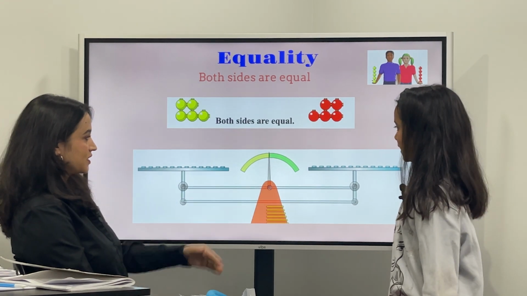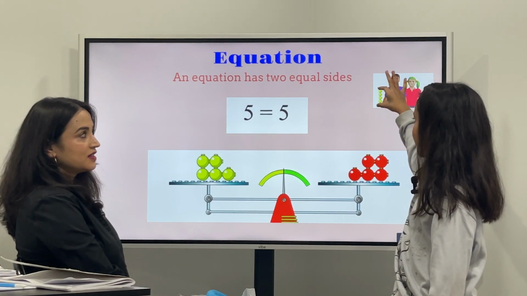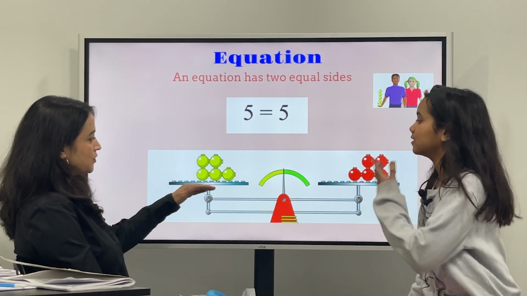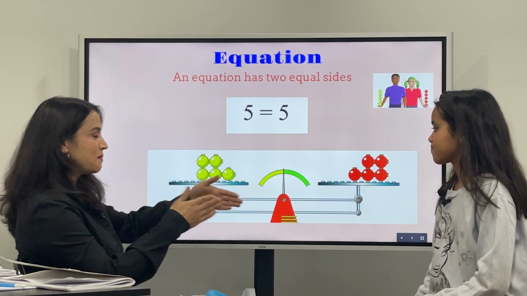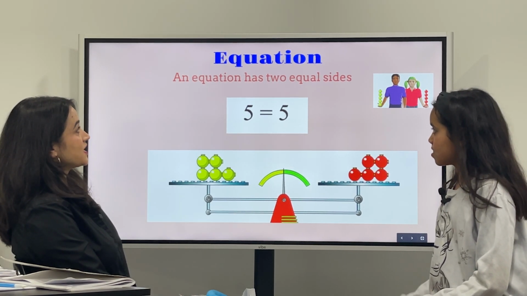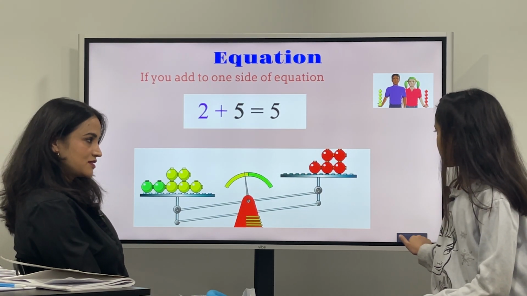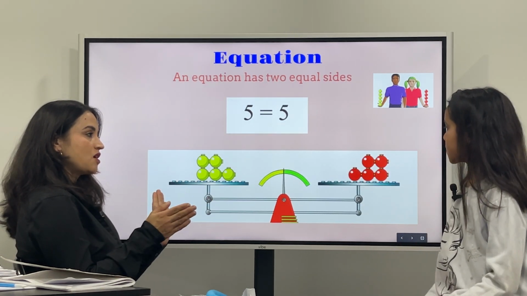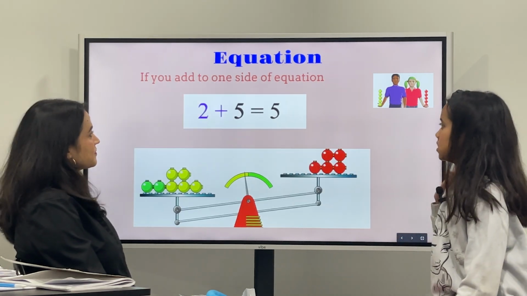And then next slide. So 5 equals 5. Like in math, we had 5 here. So when we put it in math, it looks like that. 5 equal to 5, and this is balancing. An equation has two equal sides. That's called an equation. Two sides have to be equal. If it's not, that means it's not an equation, right?